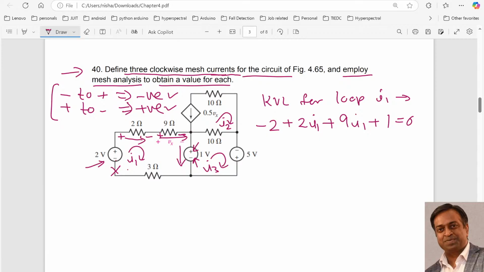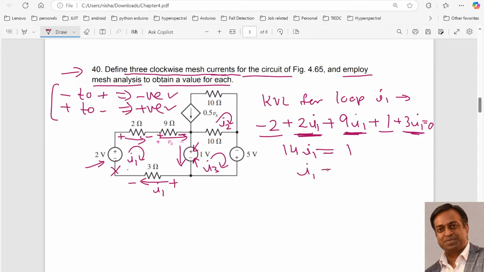And now we also have this 3 ohm, so again only one current is flowing, I1. Plus should be at the tail, minus at the arrowhead, so I will write it as plus 3 I1, and this is equal to 0. So over here 2 I1 plus 9 I1 is 11, plus 3, so it is 14 I1, and then minus 2 plus 1, so it is minus 1, so I will take it on the right side, so it is 1.